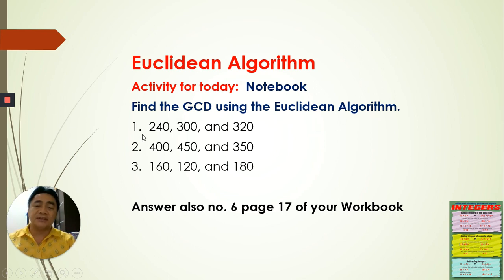Using these 3 numbers, find the GCD, and also answer number 6 on page number 17 of your workbook. So for this, you need to answer in your workbook right away. But for number 1, 2, and 3, you need to copy these into your yellow notebook. Okay, so again, this is our activity for today, and you will get points for this.